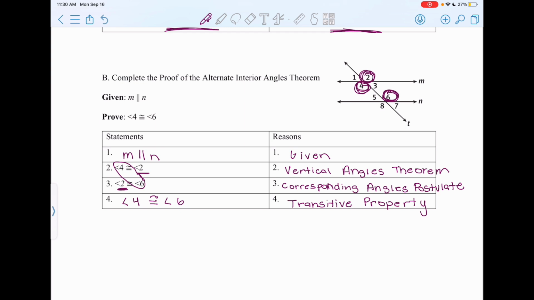We also proved that same side interior angles are supplementary, and we should know that corresponding angles are congruent as well. Please start reviewing those angle pairs and memorizing their relationships, and please let me know if you have any questions.